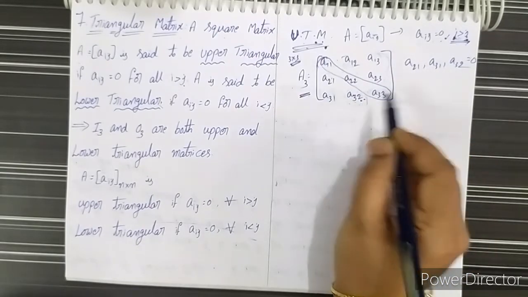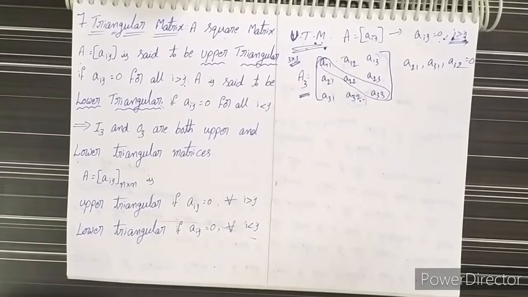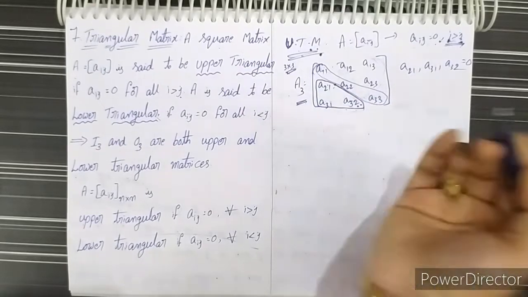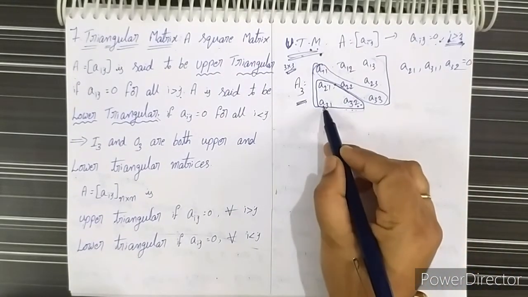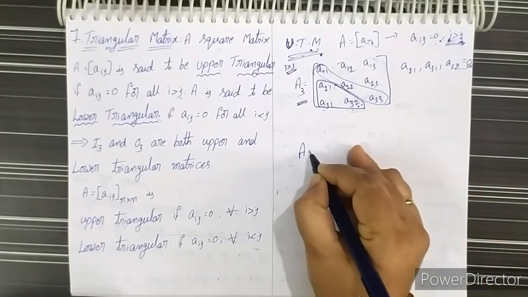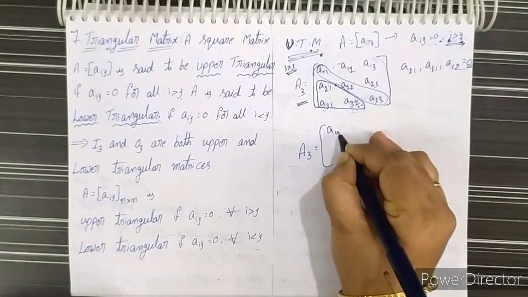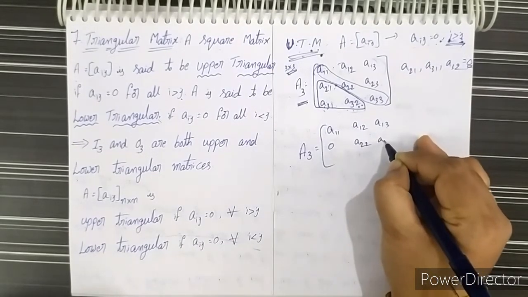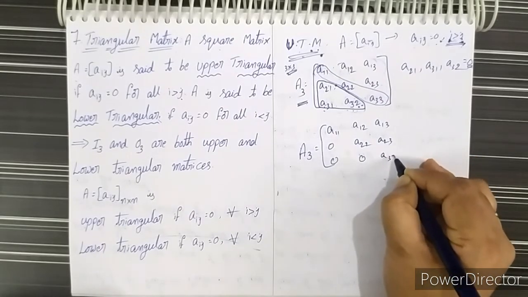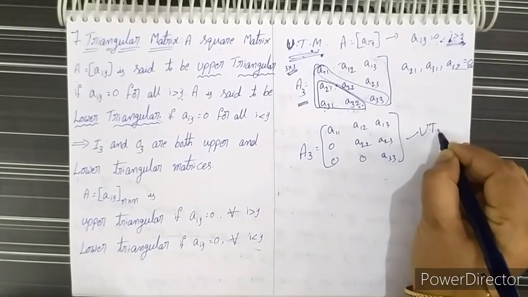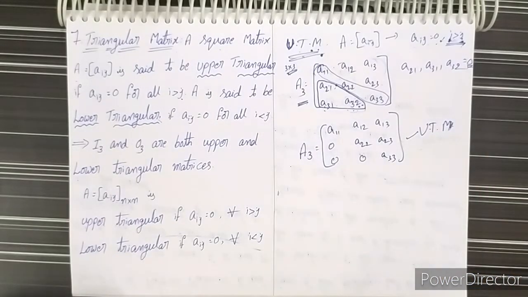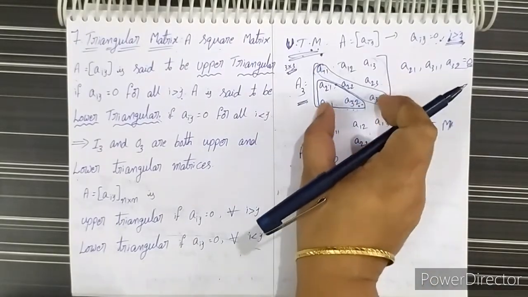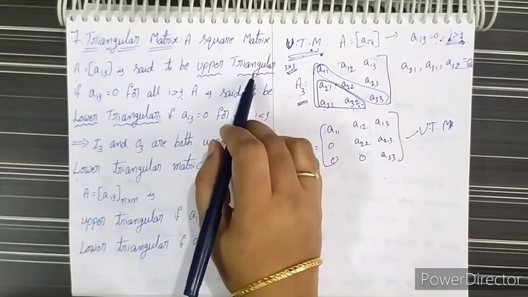That means the lower non-diagonal elements are equal to 0. That means A equal to a11, a12, a13, 0, a22, a23, 0, 0, a33. This is called an upper triangular matrix. That means the lower non-diagonal elements are equal to 0. Then only this matrix is called an upper triangular matrix.